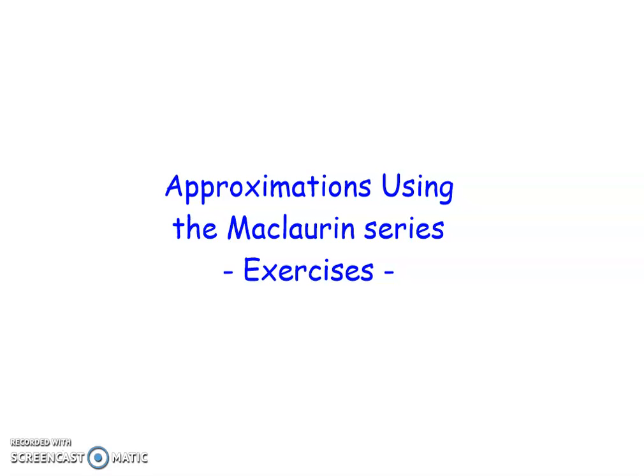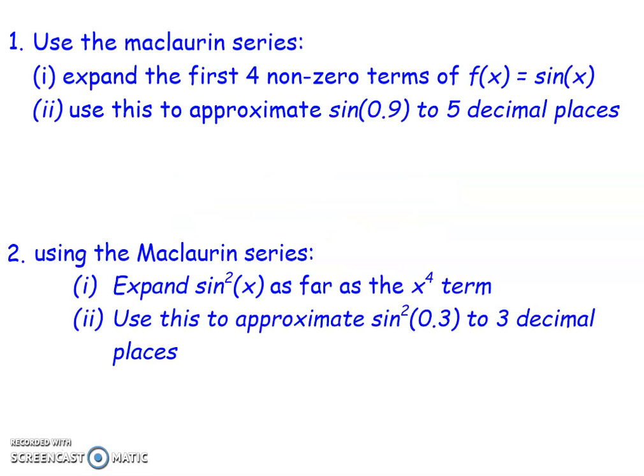So here you go. First thing I want you to do is use the Maclaurin series to firstly write the first four non-zero terms of sine x, and then use that to approximate sine of 0.9 to 5 decimal places. I then want you to use the Maclaurin series to expand sine squared x as far as the x to the power of 4 term, and then use this to approximate sine squared of 0.3 to 3 decimal places. So pause the video and have a go at them.